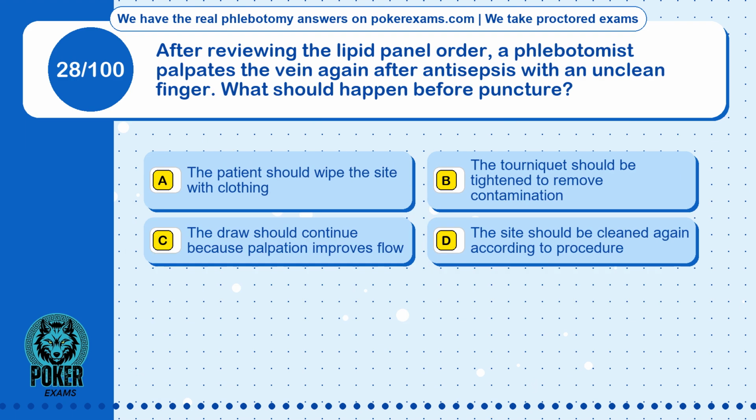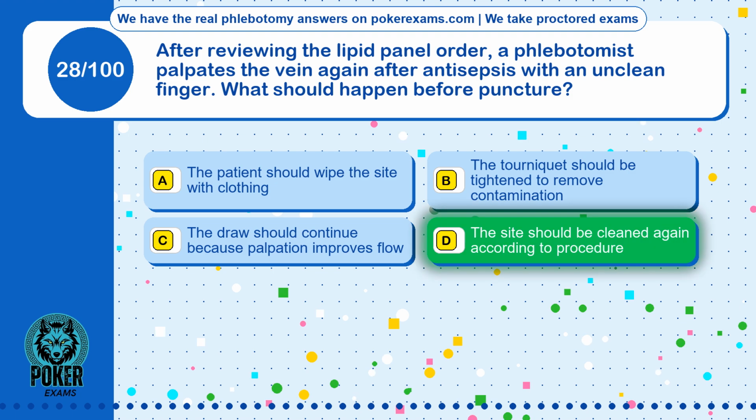Question 28. After reviewing the lipid panel order, a phlebotomist palpates the vein again after antisepsis with an unclean finger. What should happen before puncture? Option A. The patient should wipe the site with clothing. Option B. The tourniquet should be tightened to remove contamination. Option C. The draw should continue because palpation improves flow. Option D. The site should be cleaned again according to procedure.